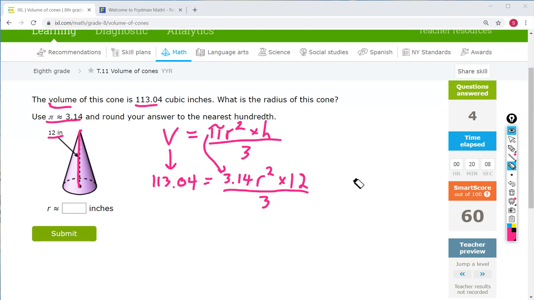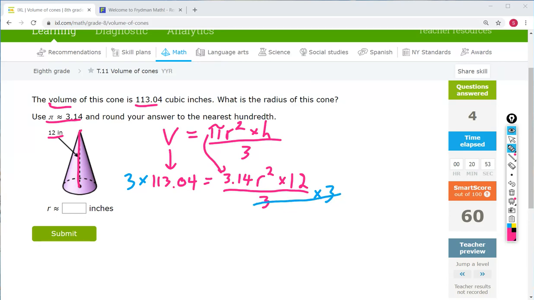Now, one thing that I could do here actually is you could say that 12 divided by 3 is 4. So you could rewrite this as 3.14 r squared times 4 without the 3 anymore because we just divided it into the 12. But I'm not going to do that because in most cases you're probably not going to be able to do that. So I'm just going to do it sort of the long way and multiply both sides by 3 to show you what you would normally do if you can't use any shortcuts.